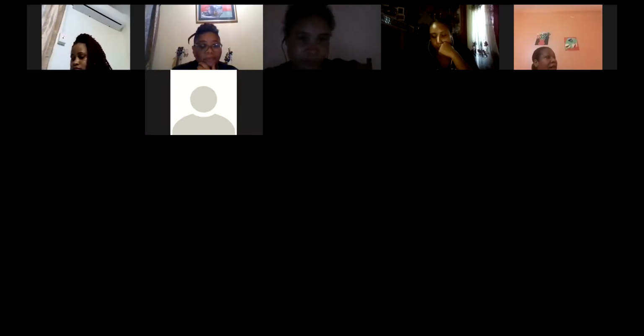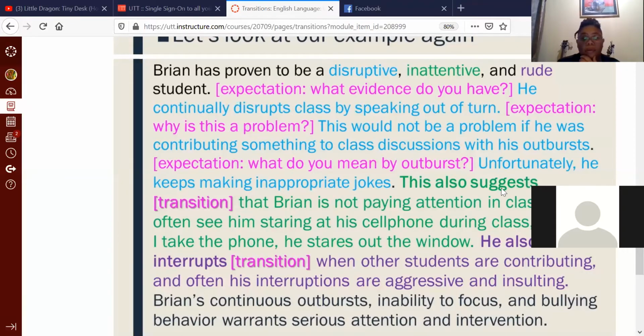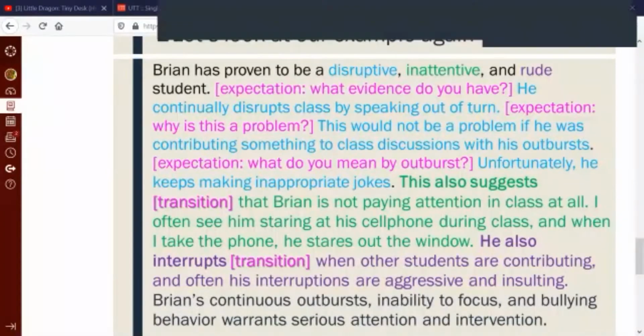So, we were talking about flow and transition, and the idea that each sentence answers an implied question raised by the previous sentence. And also using transition words and phrases to make sure we connect the different ideas together in the paragraph.